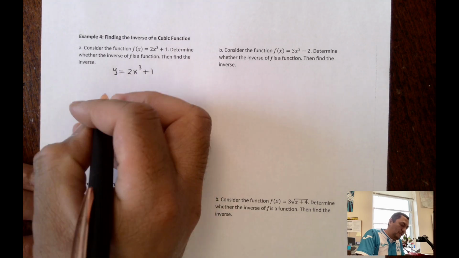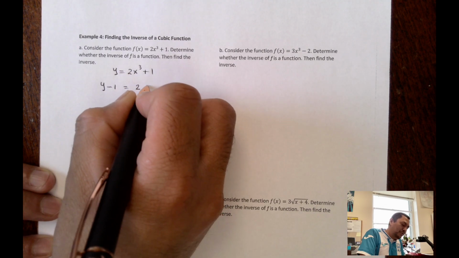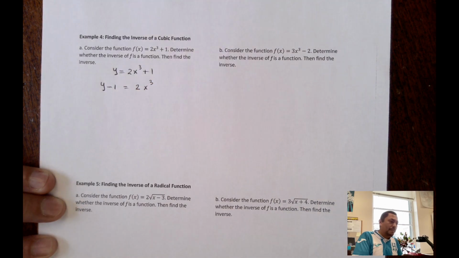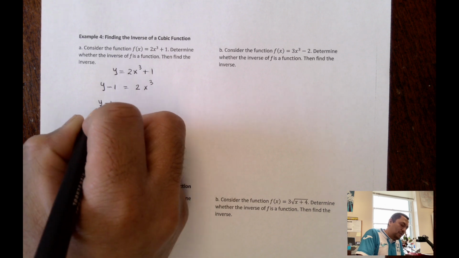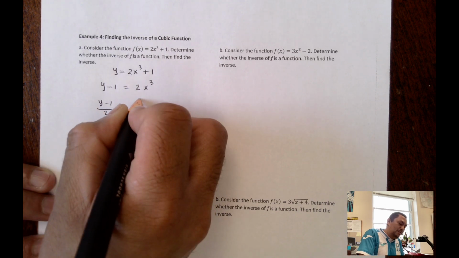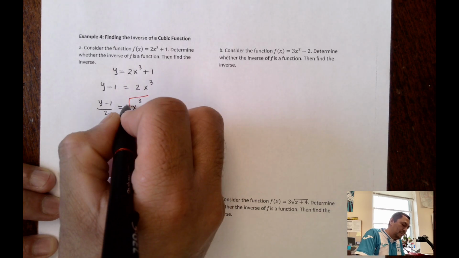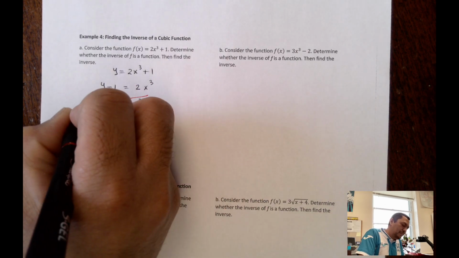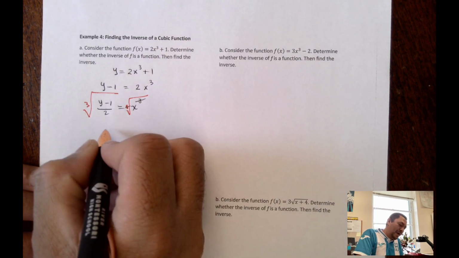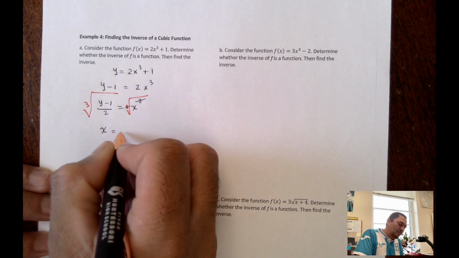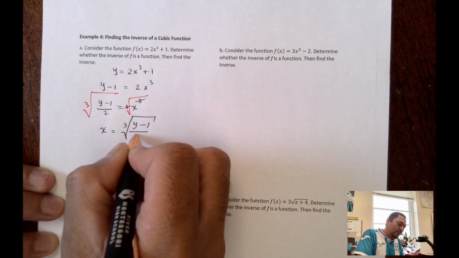Now I'm going to solve for x. y minus 1 equals 2x cubed. Okay. Then I'm going to have y minus 1 over 2 equals x to the third power. We're going to apply the cube root. With the cube root we don't need the plus minus. So the 3 goes away. So x is equal to the cube root of y minus 1 over 2.